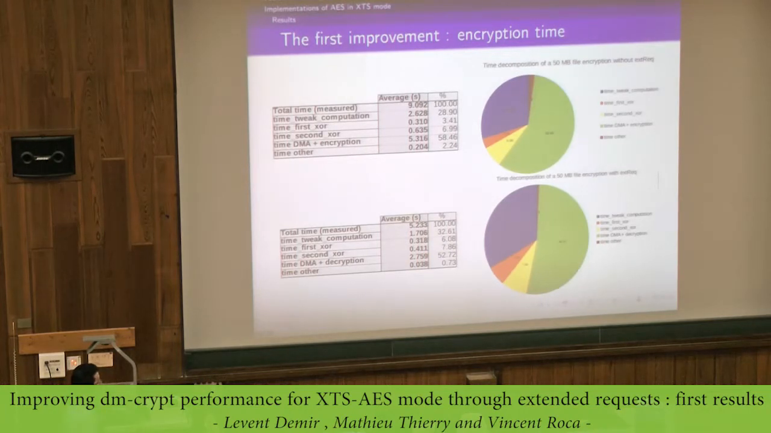Here we have measured the time inside the Atmel driver, just when we enter the driver and when we go out of the driver. This is the measure for a 50 megabyte file encryption. We have measured the 5 operations: tweak computation, first XOR, second XOR, DMA, and encryption. I will only focus on this value. Without XTrack, it takes 5 seconds, for example, to encrypt a 50 megabyte file. However, with XTrack, we see that the encryption time is 2 times faster. So inside the Atmel AES driver, we have an improvement.